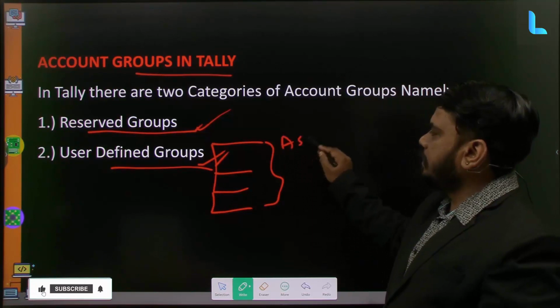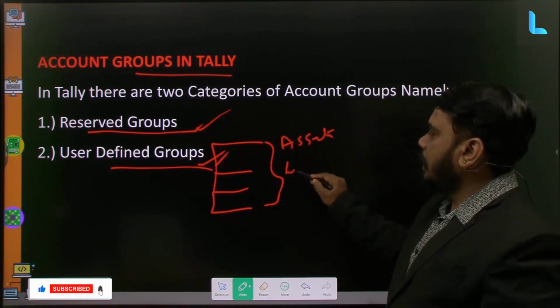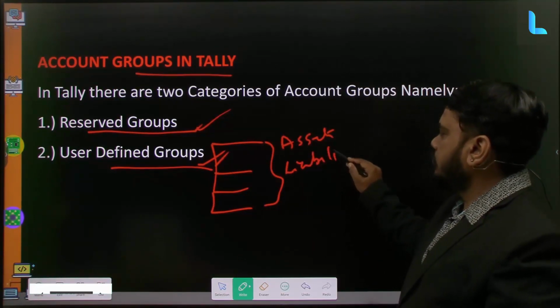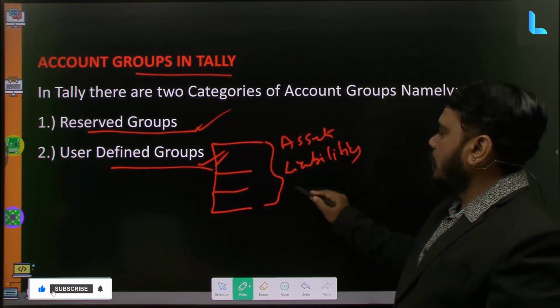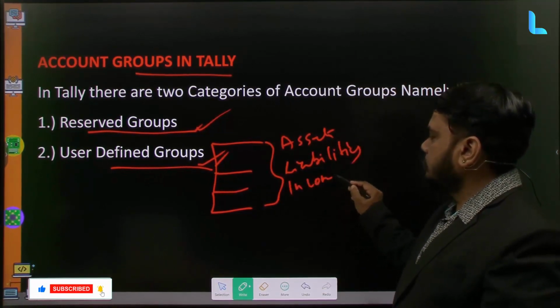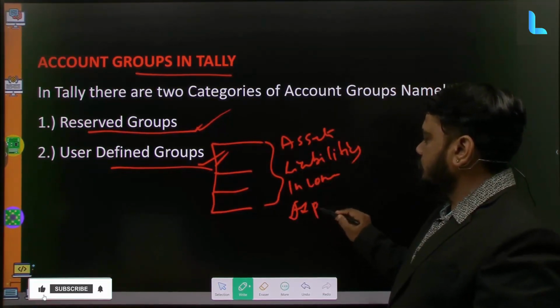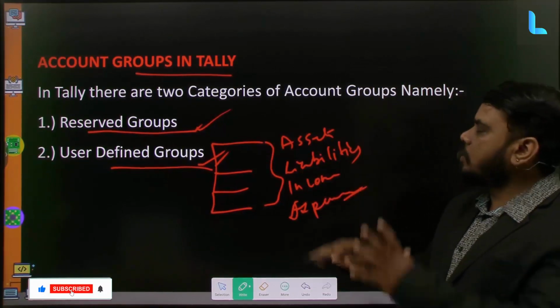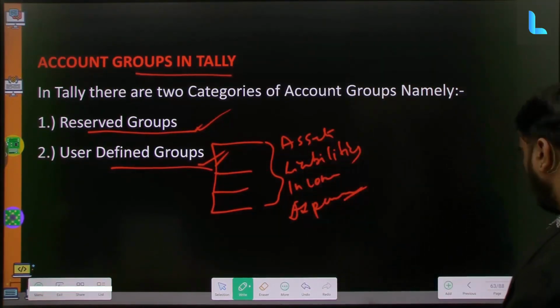That is, it will be either an asset or a liability, or it will be an income or an expense. It will not go outside this boundary. Okay.